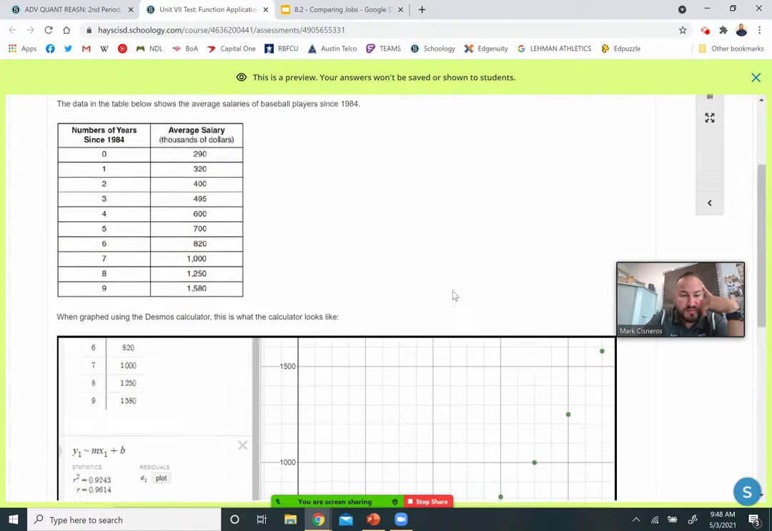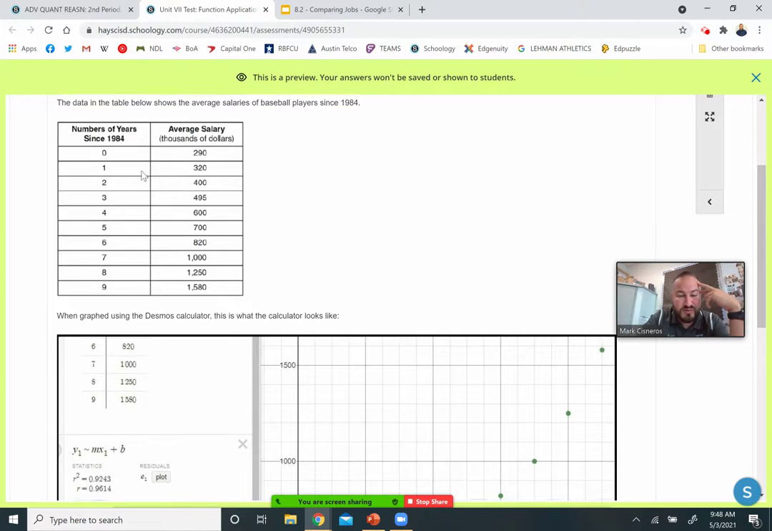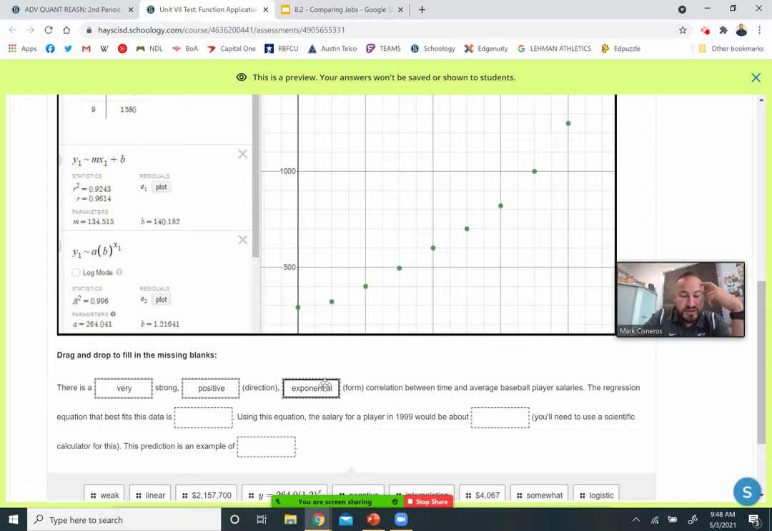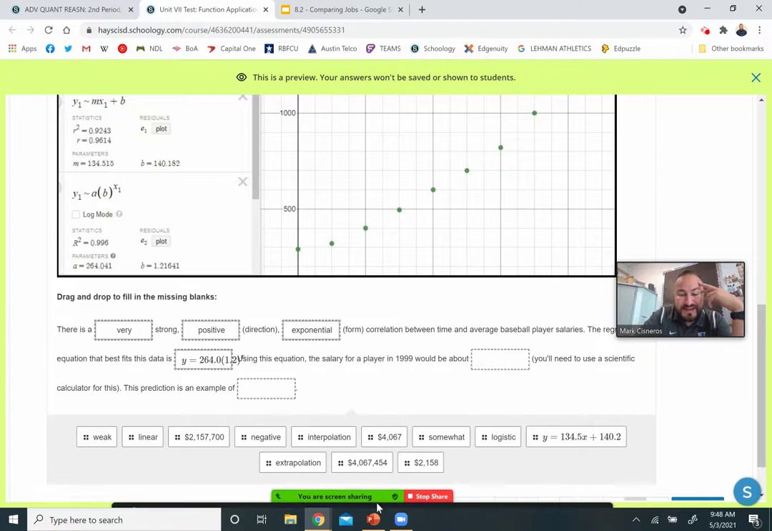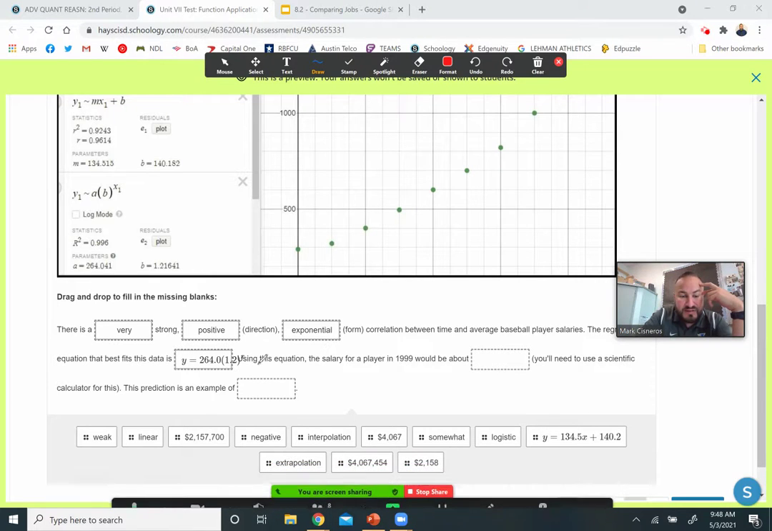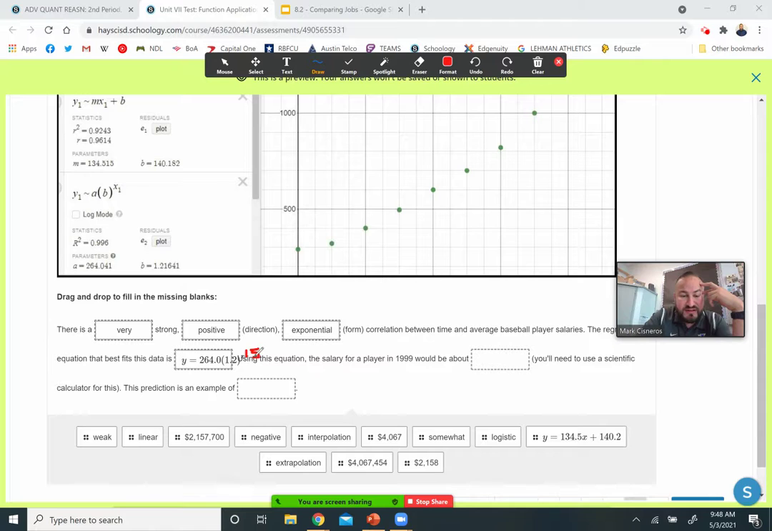We see right here these baseball players' salaries. Note that the average salaries are in thousands of dollars, and these numbers are years since 1984. Since it's exponential, the equation we pick is the exponential one, not the linear one. So all you have to do is pick the correct exponential one. Using this equation, the salary of a player in 1999 would be about, well, I need to plug in 15 for X, because 1999 is 15 years after 1984. So you should subtract to get 15.